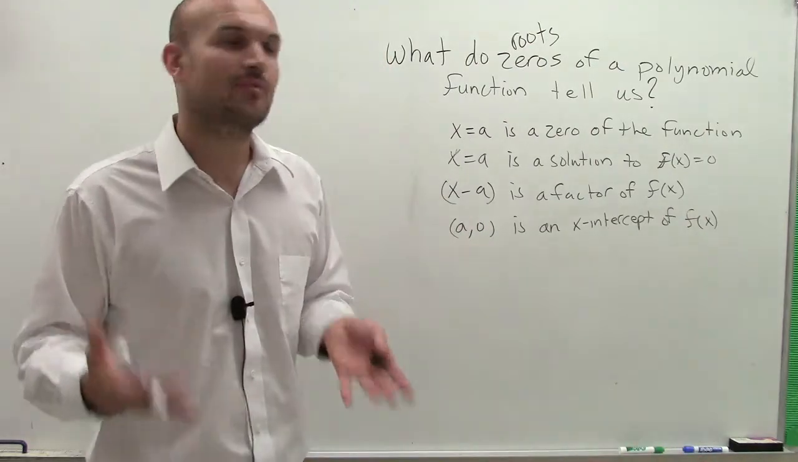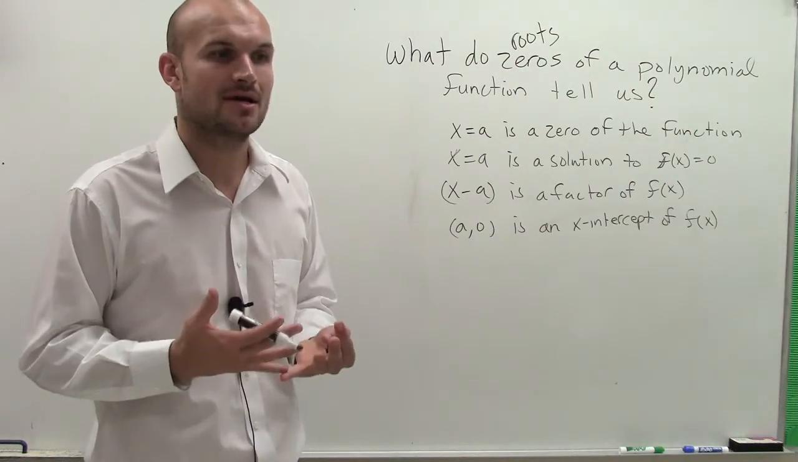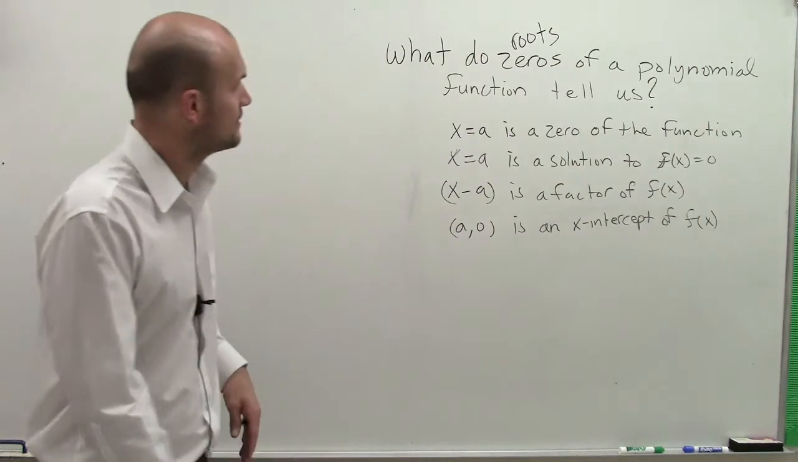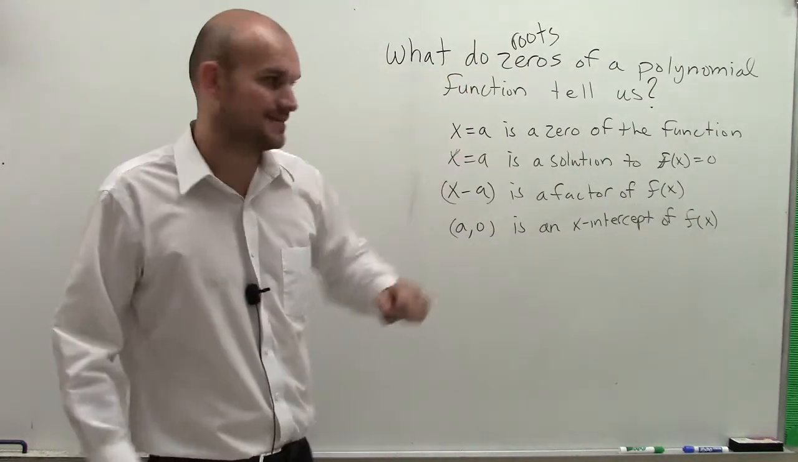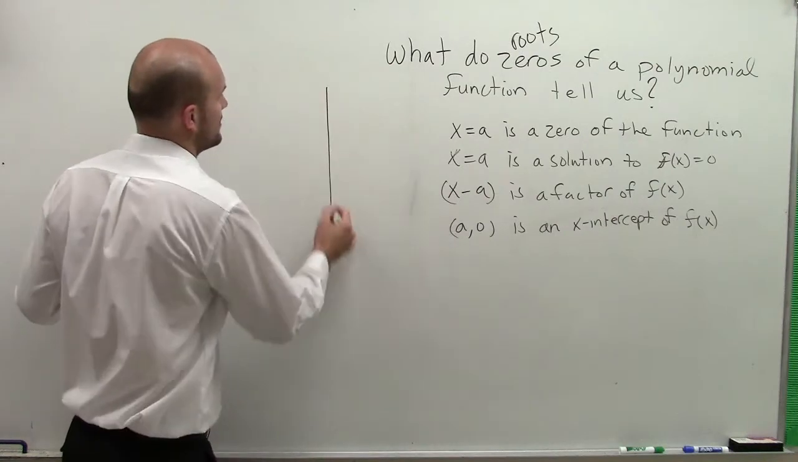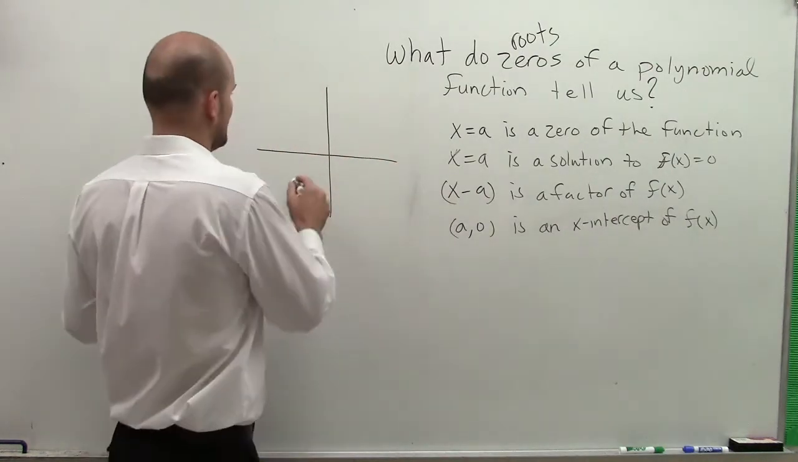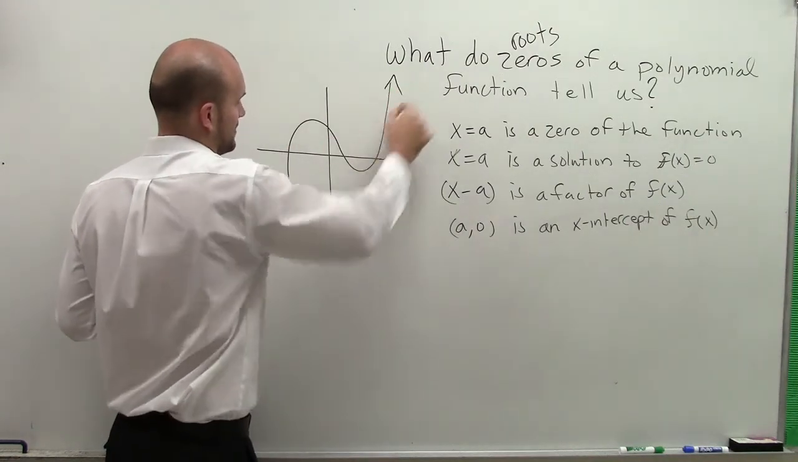So it's really important for us to understand exactly what we're asking, even though we might be asking the same thing. So what do the zeros of the polynomial function tell us? Remember, the zeros are the same thing as our solutions, same thing as our roots. Let's just take a look at a function here.